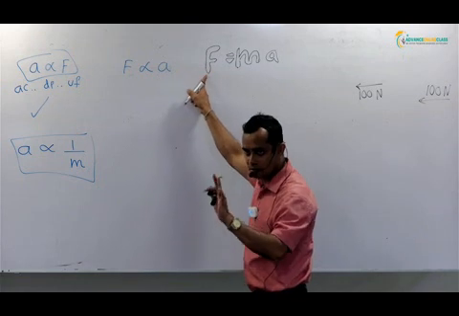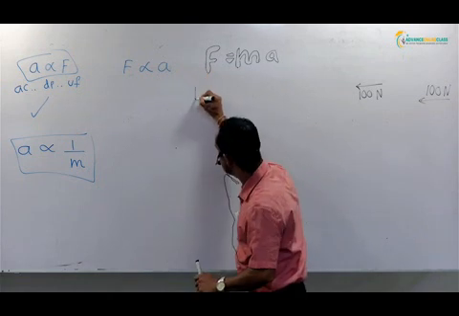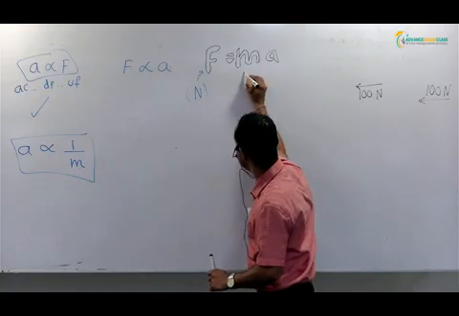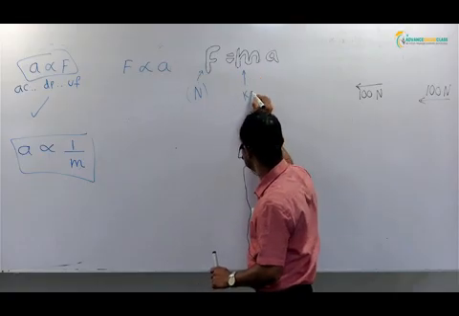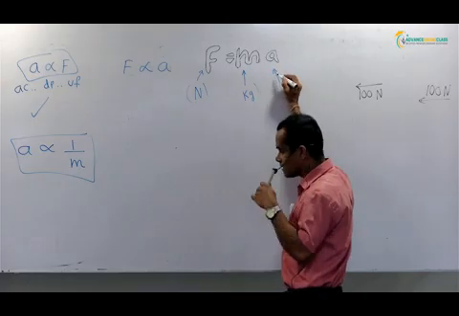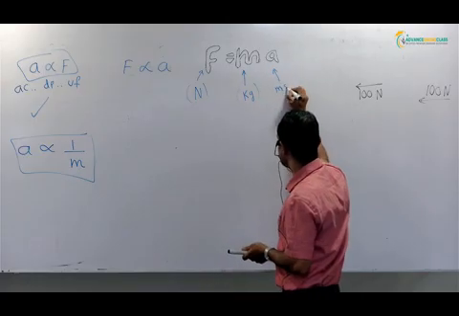F is unbalanced force, no? It is in newtons. M is mass, so mass. It is in kilograms. What is A? A is acceleration, in ms minus 2.